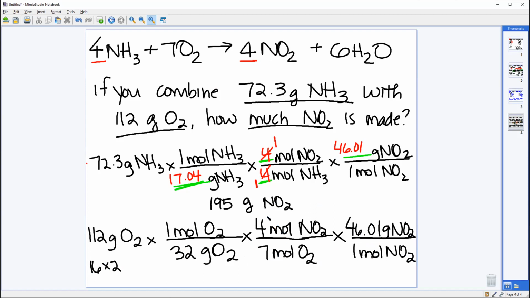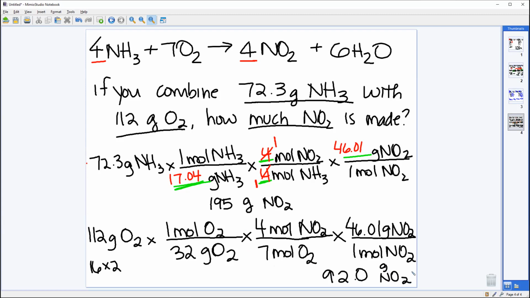Now this time I can't reduce because I've got 4/7. So again, I'm going to multiply across the top, 112 times 4 times 46.01. And then I'm going to divide by 32 times 7, which is 224. And I get 92.0, and that's grams of NO2.